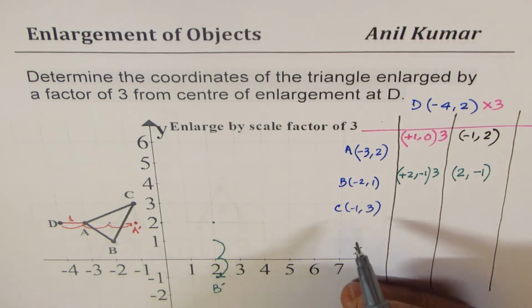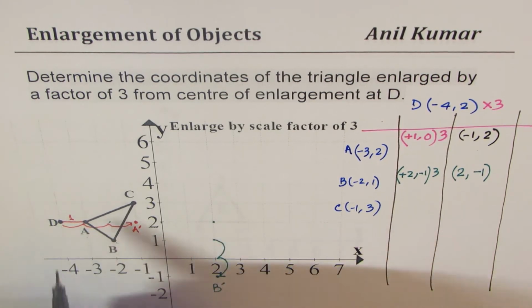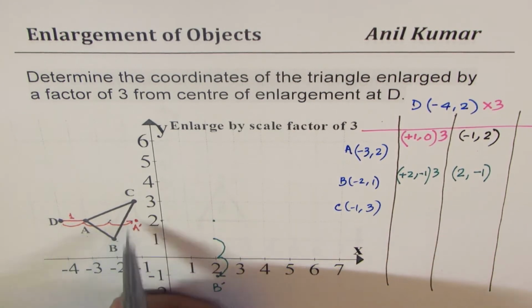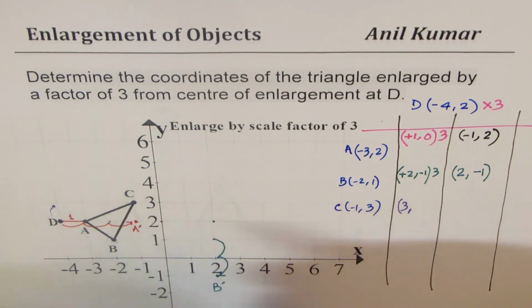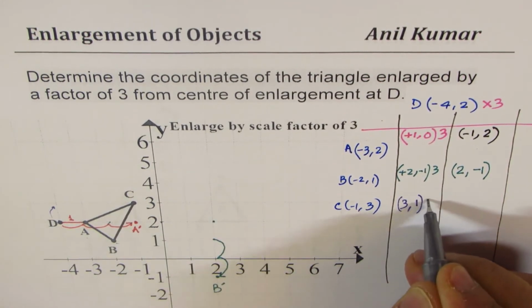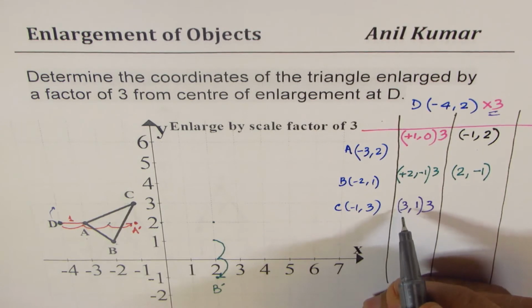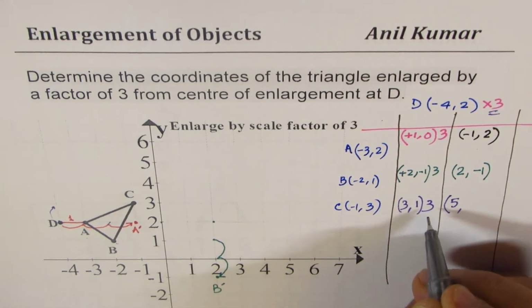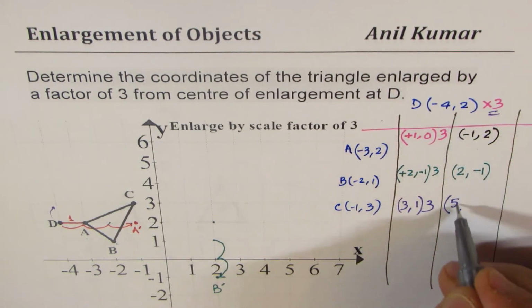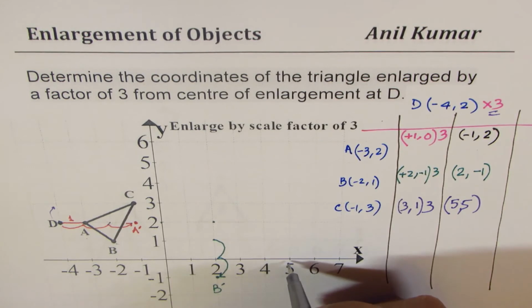Once more. For C, if you are checking from D, as far as x is concerned, you move 1, 2, 3 units to the right. As far as y is concerned, you move 1 unit up. This has to be multiplied by 3 since we have a scale factor of 3. 3 times 3 is 9. When you add 9 to minus 4, you get 5. And when you add 3 to 2, you again get 5. Is it okay? So the point C should be at 5, 5.